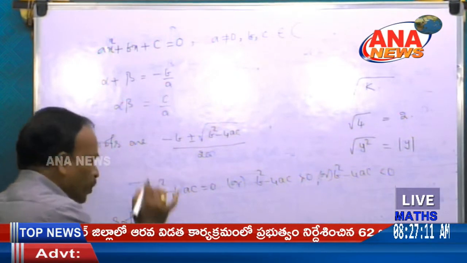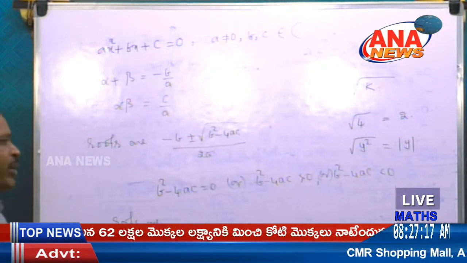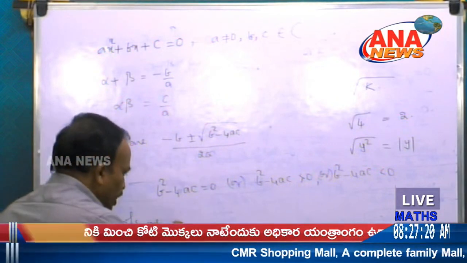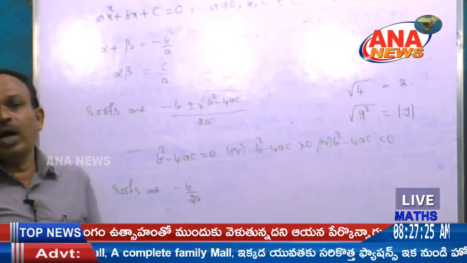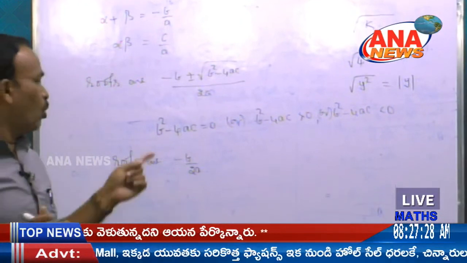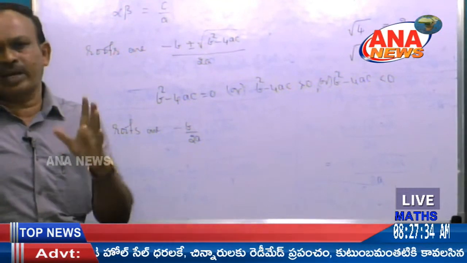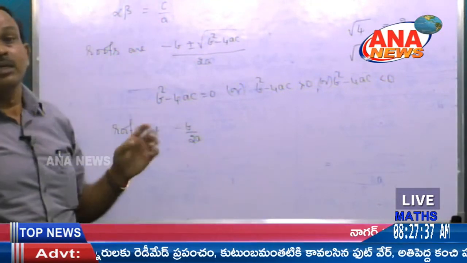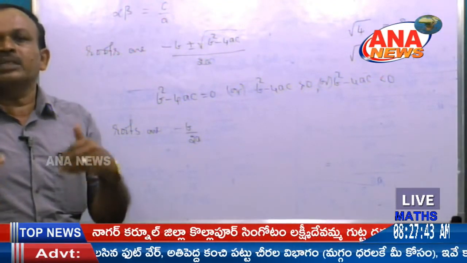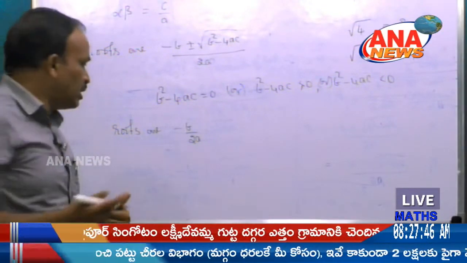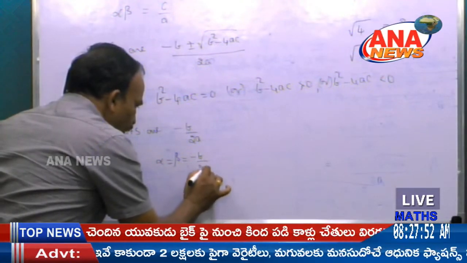Roots are minus b plus or minus 0, over 2a. Minus b plus or minus 0 means what? Minus b by 2a. Both roots are equal to minus b by 2a. That means this expression is an exact square. Ax square plus bx plus c is an exact square, like x minus alpha whole square, because alpha is equal to beta, equal to minus b by 2a.